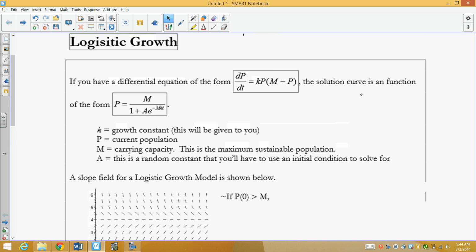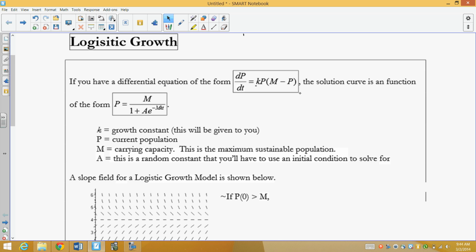So if you have a differential equation of the form dP/dt or dy/dt equals kP times (M minus P), the solution curve is a function of this form. Now, I have to admit, you should memorize this P equals form. I've seen it on an AP exam, I think once, so it's not that important that you memorize it, but if you do memorize it, it makes your life easier because trying to rearrange to get it is incredibly difficult.